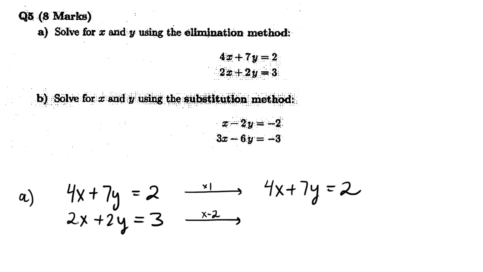Now, for this one, I got to multiply by negative 2. 2 times negative 2 is negative 4, so negative 4x. But remember, you have to multiply everything by negative 2, not just the first number. So when I multiply this one by negative 2, I get negative 4y. And this times negative 2 is negative 6. And now I'm going to add these ones. What do I get?